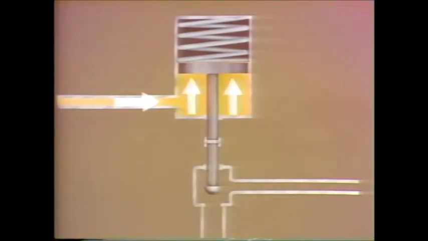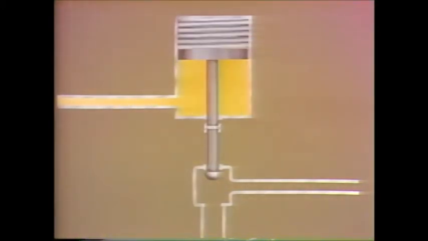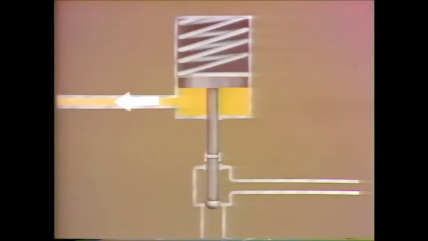By varying the amount of oil in the hydraulic cylinder, the valve can be positioned fully open, fully closed, or at any point in between. For example, to close an open valve, the oil is allowed to bleed off from the cylinder, and the action of the piston spring closes the valve.